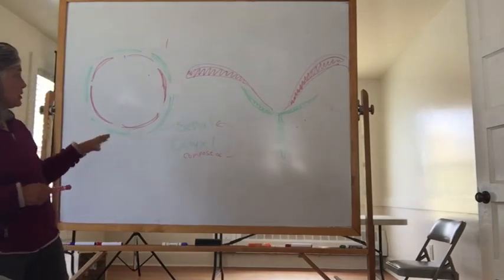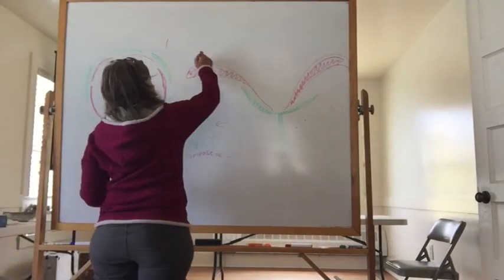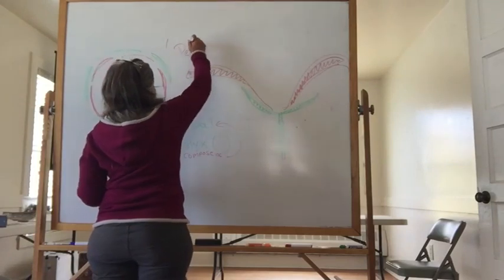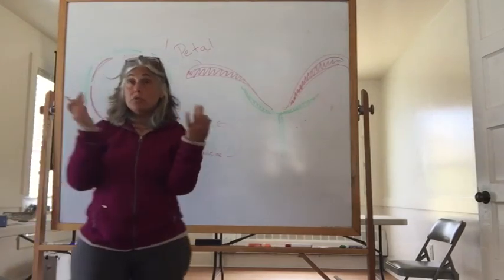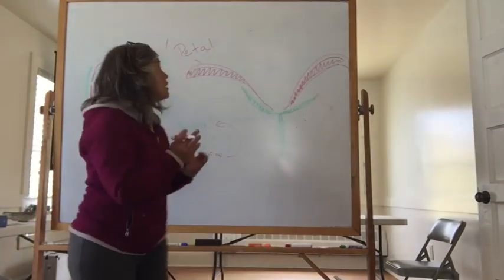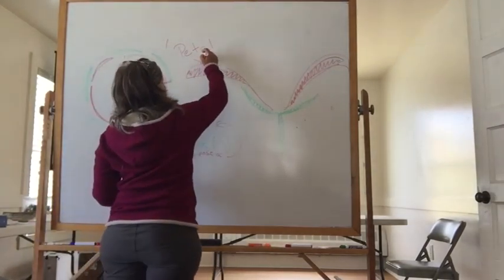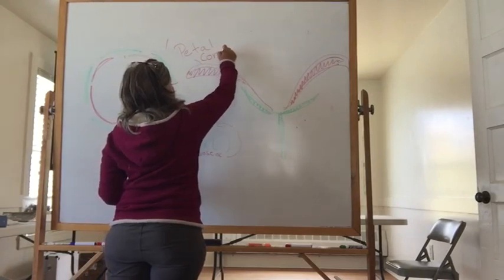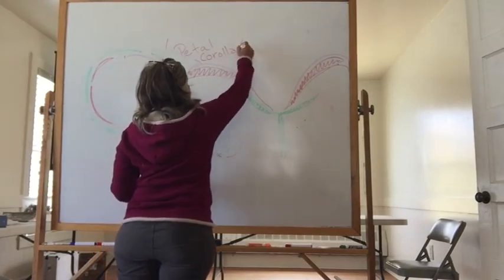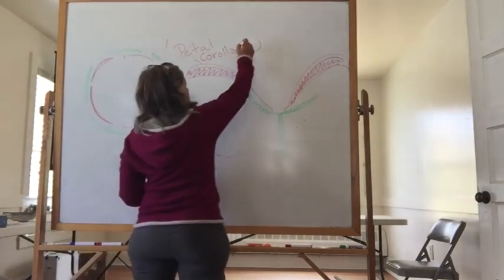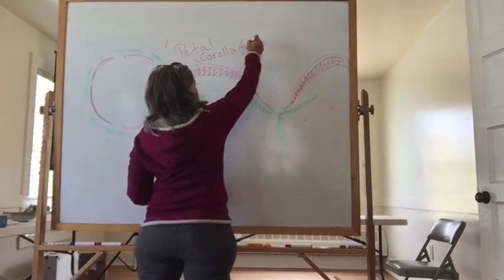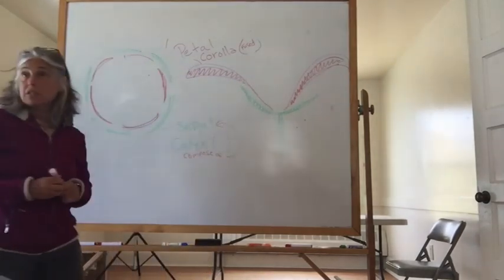and then this is our petals, which most people know what a petal is. But when the petals are fused together, it's called a corolla. So this is when they're fused together. Does that make sense?